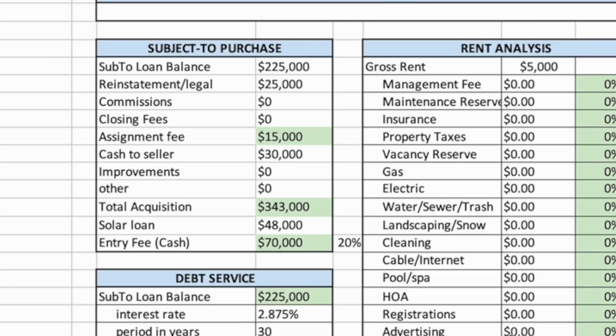Right now, what I want to do is go over and plug in the numbers on what we do know based on what we negotiated with that seller. So we know here, if I go over to the subject to purchase, we've got a 225 sub 2 loan balance. That's what we're taking over. And I'm rounding these numbers. There's a $25,000 reinstatement. No commissions, and closing fees I'm going to leave blank. Sometimes I'll put closing fees in there, but that's, again, subjective.